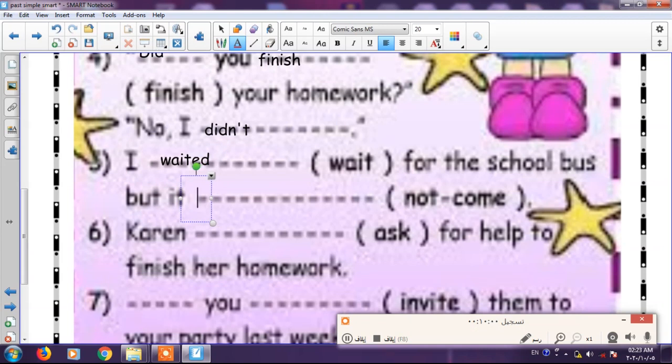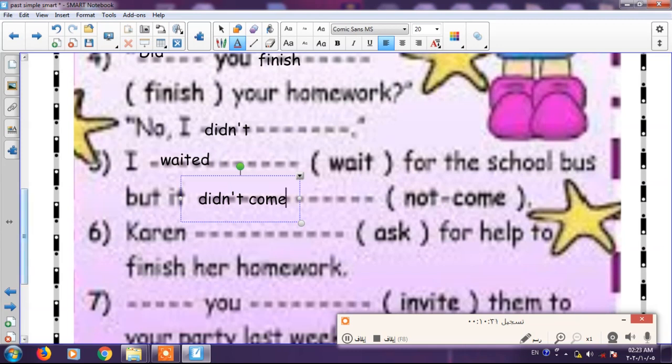Here I will use the negative form of the past simple. What will I use in the negative form of the past simple? As we have said, I will use didn't. Very good. So it didn't. And after didn't, the verb comes in the infinitive. I will write it as it is, didn't come. So I waited for the school bus, but it didn't come.